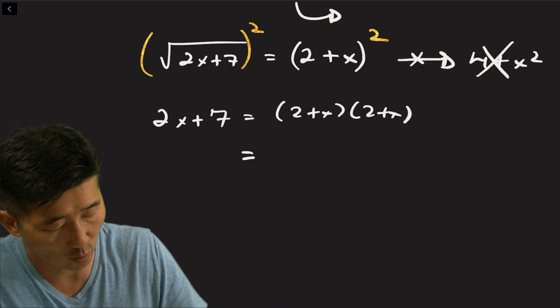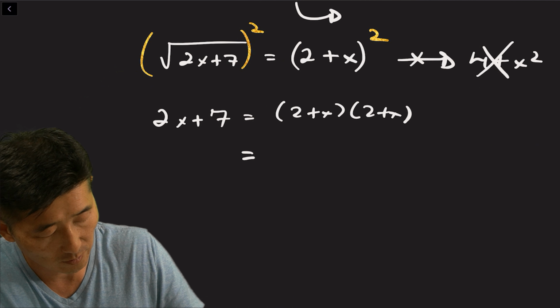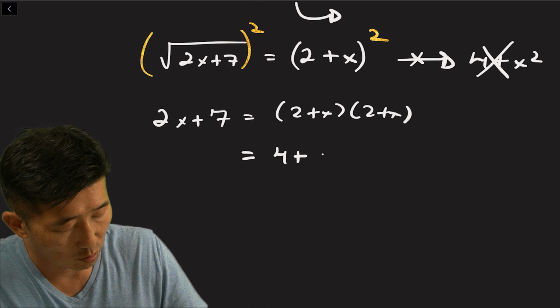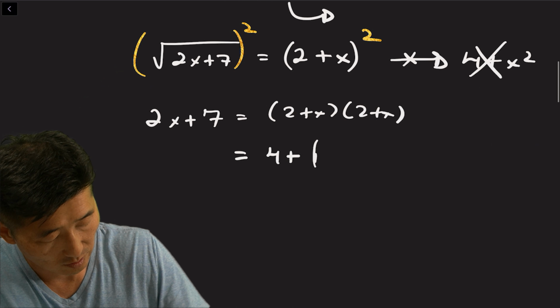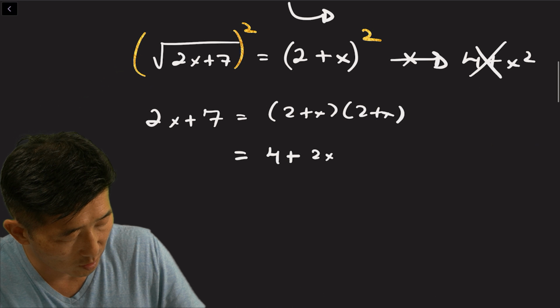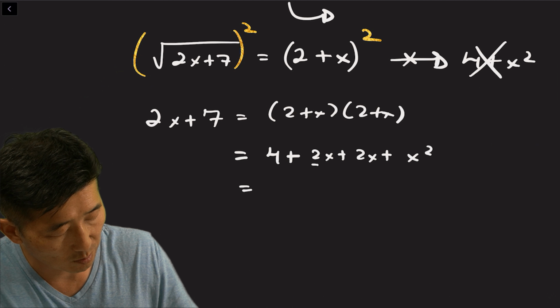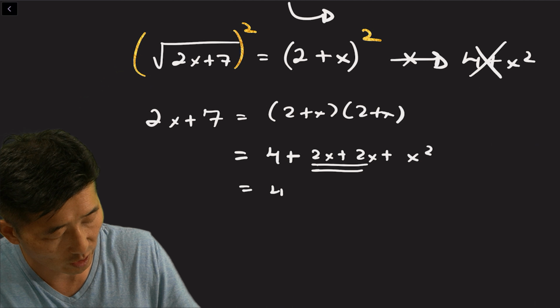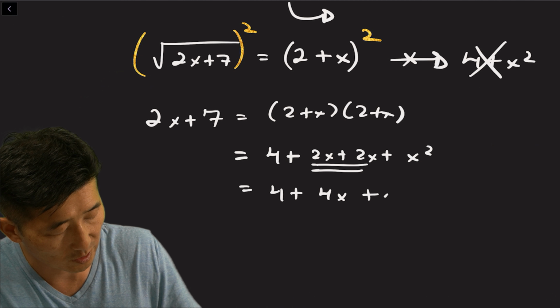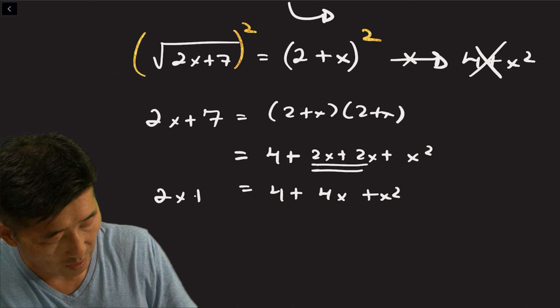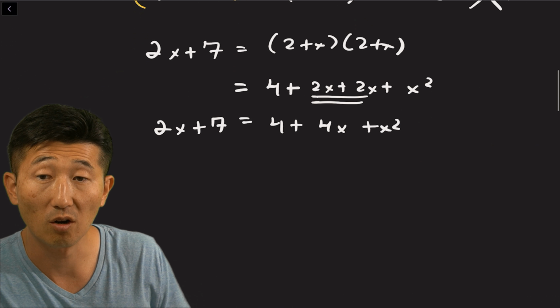So this will become 4. 2 times 2 will equal 4. 2 times x will be 2x. In the middle 2 will become 2x, and the last 2 will become x squared. Just do some simplifying. Those 2 will become 4x. So you got 4 plus 4x plus x squared. And now you need to solve for the letter x.